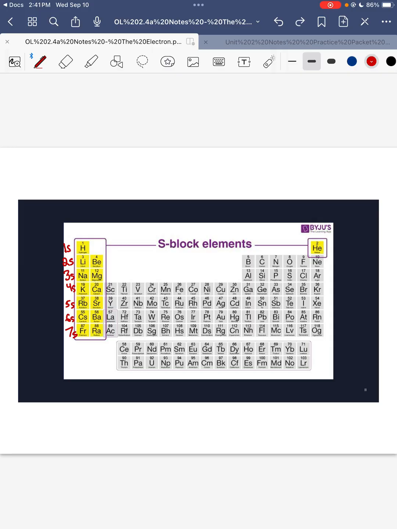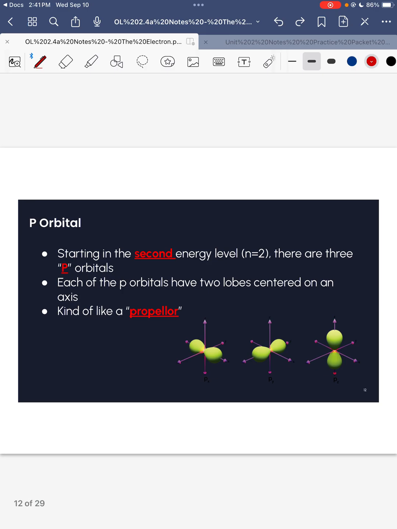Within the s orbital. The p orbital starts in the second energy level, and there are 3 p orbitals, or 3 rooms. Each of the p orbitals has 2 lobes centered across an axis, kind of like a propeller. The 3 orbitals, though this isn't hyper important, stick out along the x-axis, out along the z-axis, so pointing straight towards you, and up along the y-axis. So if you imagine this in 3-dimensional space, there are 3 ways that it would stick out.